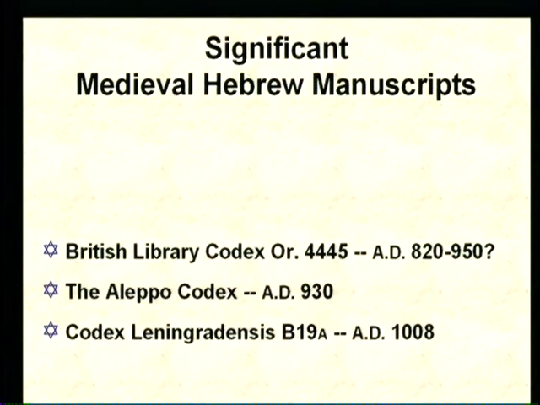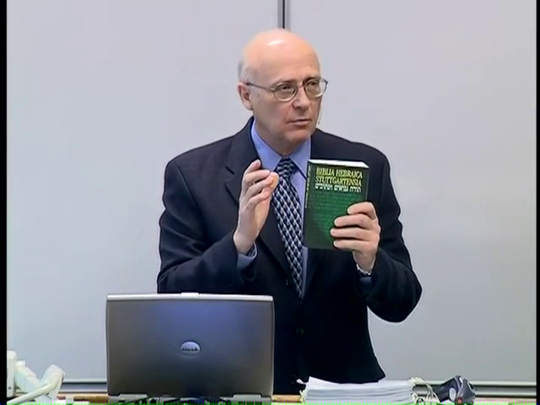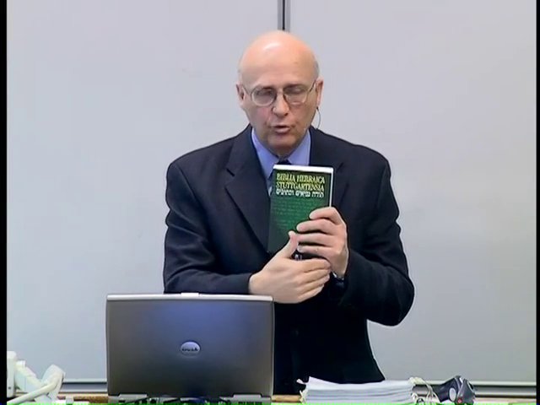All right. The significant medieval Hebrew manuscripts: British Library Codex Orientalia 4445 is the oldest one, 820 to 950 AD. The Aleppo Codex, AD 930, and Codex Leningradensis B19A is AD 1008. Now, Codex Leningradensis B19A is the base text for Biblia Hebraica Stuttgartensia. That is the manuscript that is represented, because we said last week, biblical Hebrew editions follow one manuscript and only one for the body of the text. All suggested changes must be put in the textual critical apparatus by the editors. They do not touch the text itself. They pass it on as they received it.